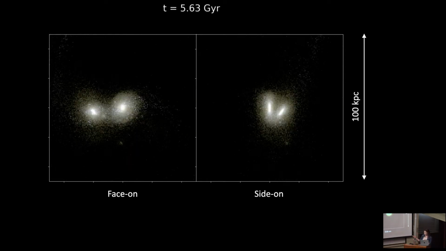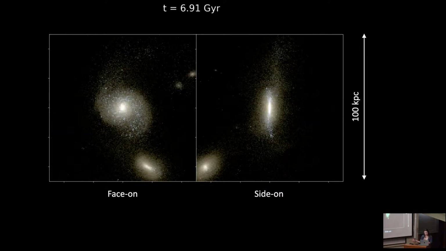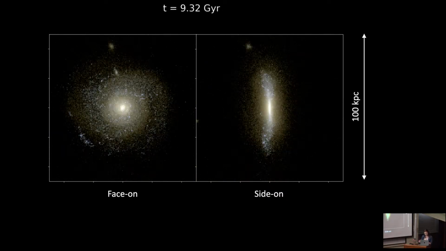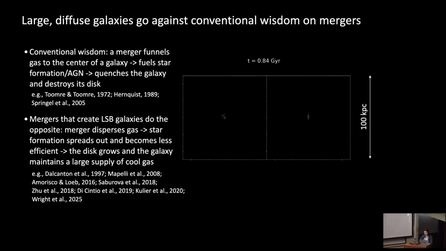This is not necessarily the only way to make a gas-rich low surface brightness galaxy, but it's certainly the dominant method that we see in these simulations. And at least to me, this is unexpected. Dwarfs are one thing, they tend to be their own thing.